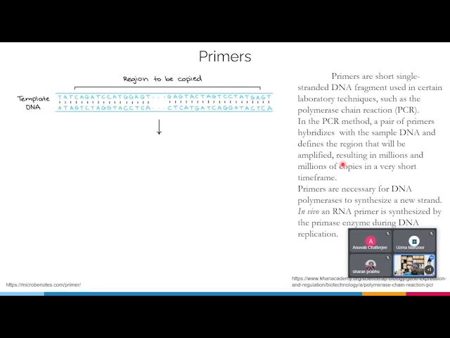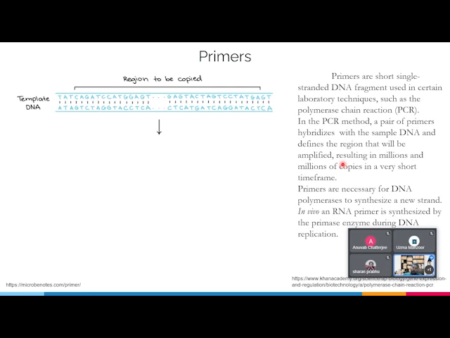Primers are necessary for DNA polymerases to synthesize a new strand, because DNA polymerization has to have a starting primer. Without a primer, DNA polymerization cannot start.